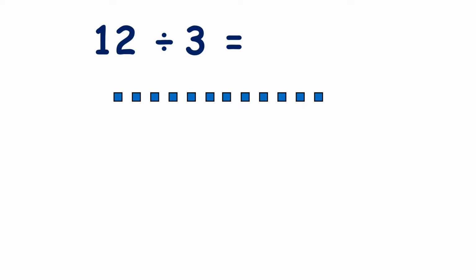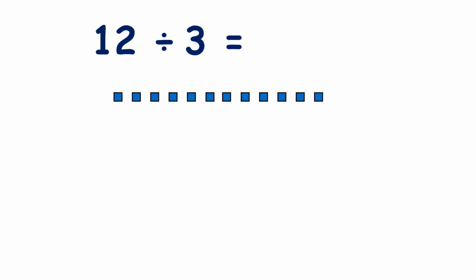So we have 12 divided by 3. Now we already know how to divide by sharing, so we could draw 3 circles and then share out our blocks and see how many blocks we have in each circle. But we're not going to do that because today we're going to look at a different kind of division, which is division by grouping. So we have 12 divided by 3, so we're going to make groups of 3 and then see how many groups we have.